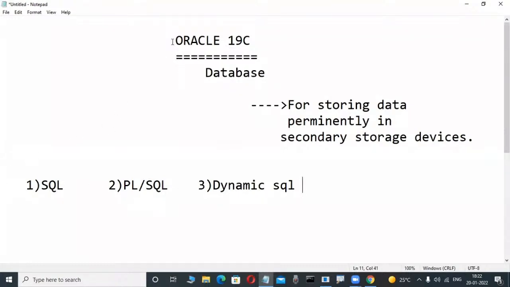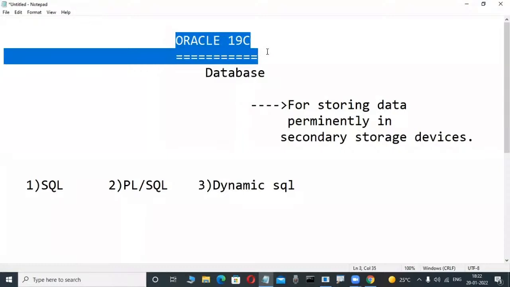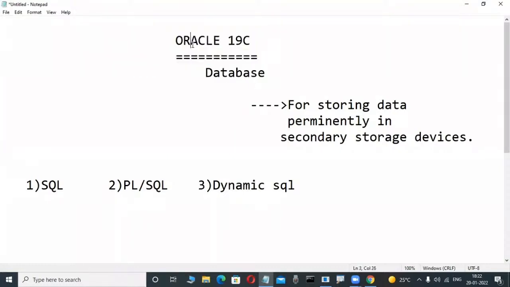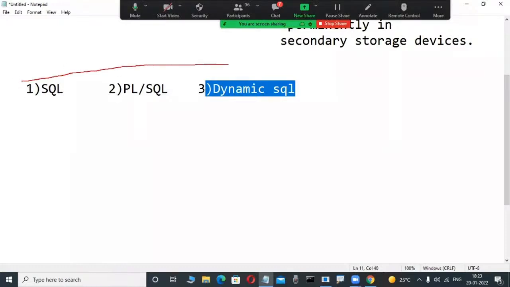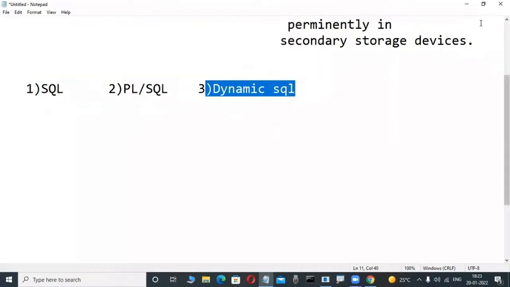That's why observe here, Oracle is a product from Oracle Corporation. If you want to operate this relational database product, which languages are we learning? One is the SQL language. Another one is PLSQL, another one is dynamic SQL. These three languages we are learning in our course. Most powerful.